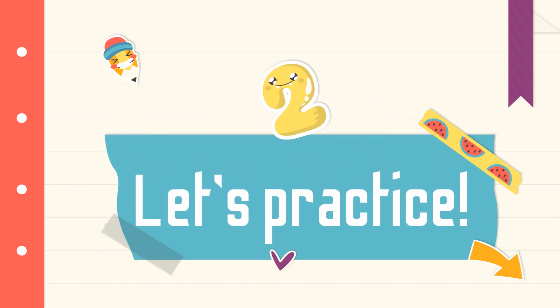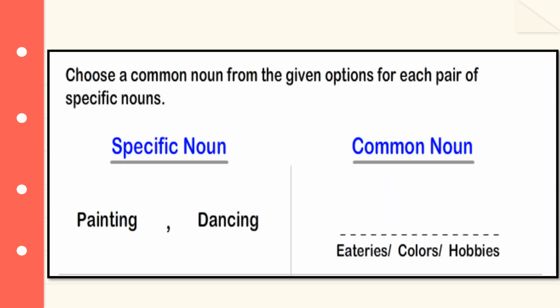Let's practice. In this activity, you are going to choose a common noun from the given options for each pair of specific nouns. On the left side are the proper nouns, and on the right side are the common nouns. Given are options for you to choose what common nouns are in the proper nouns.